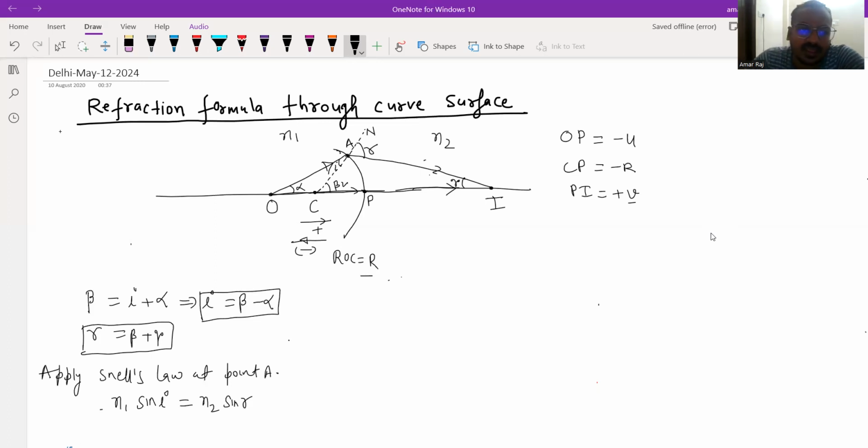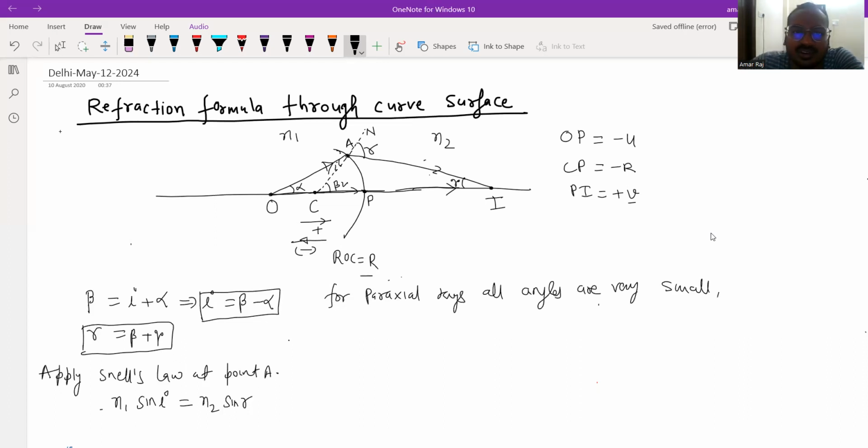Okay. After that, we will derive this formula only for paraxial rays. So what are paraxial rays? Paraxial rays are the rays which are very close to the principal axis. So for paraxial rays, all angles are very small.